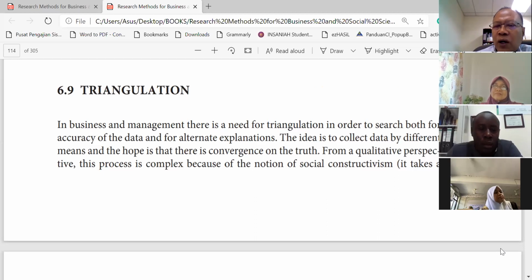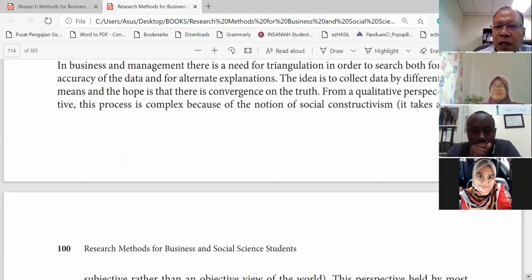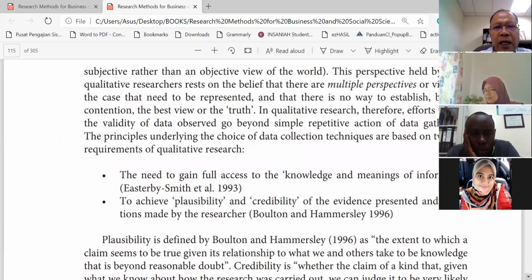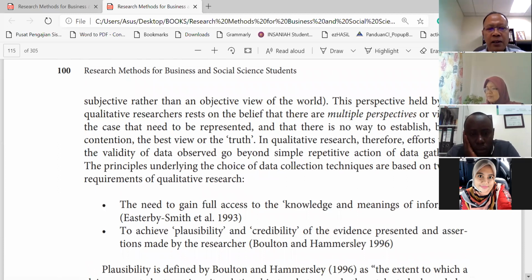Triangulation is used in qualitative research, and the process of triangulation is quite complex. Because in qualitative research, unlike quantitative research, there is an involvement of subjectivity. So because of that, sometimes it's a good idea to come up with different data and different techniques of gathering data, and hopefully it will support the findings.